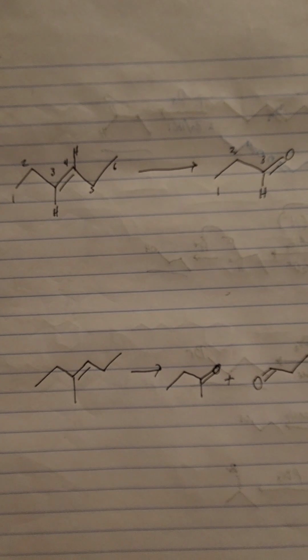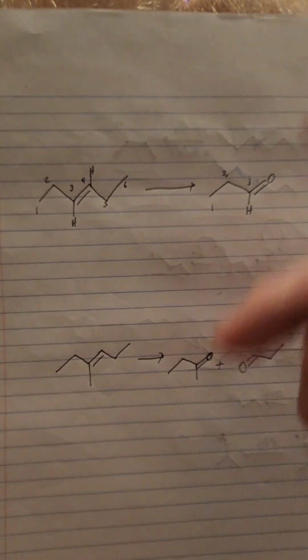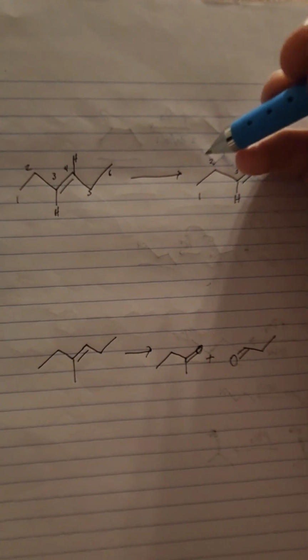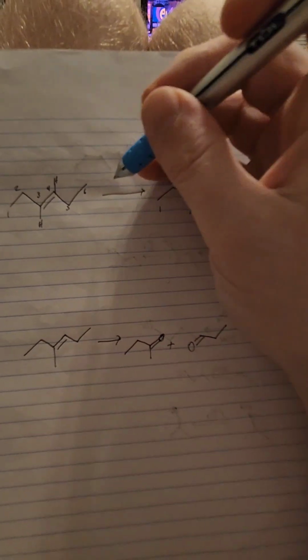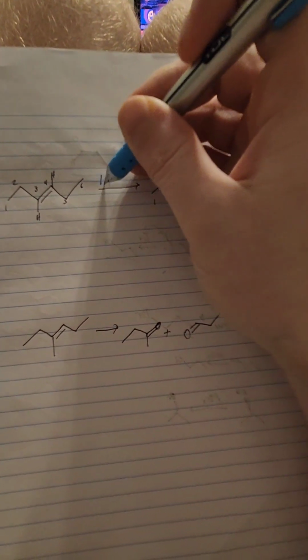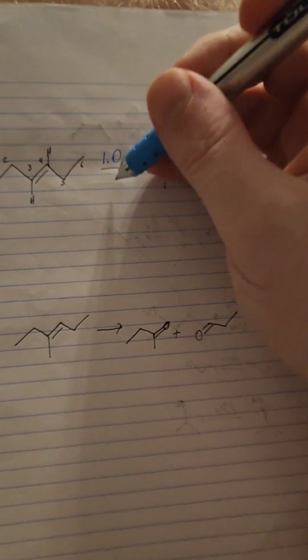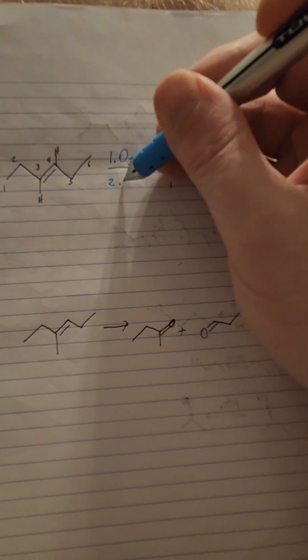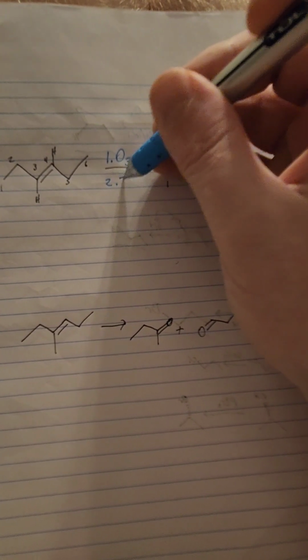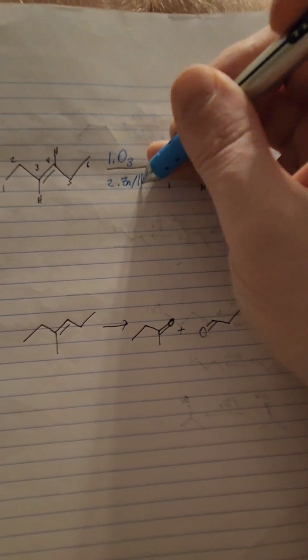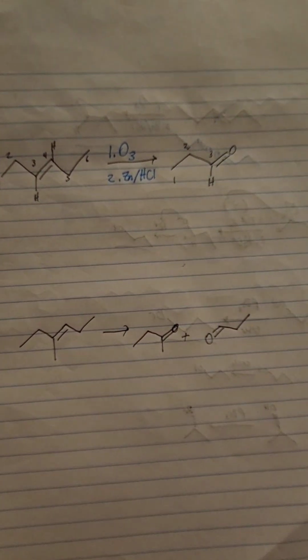And so what this is going to be called is ozonolysis, in which our reagent is going to be O3, which is ozone. And there's also going to be a second step to the reaction, being zinc and hydrochloric acid.